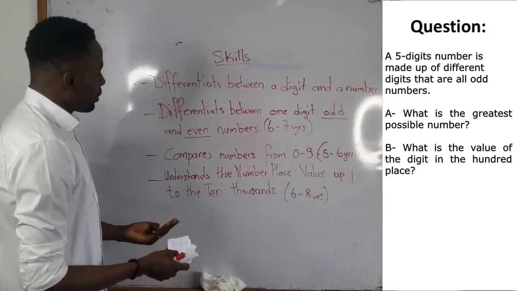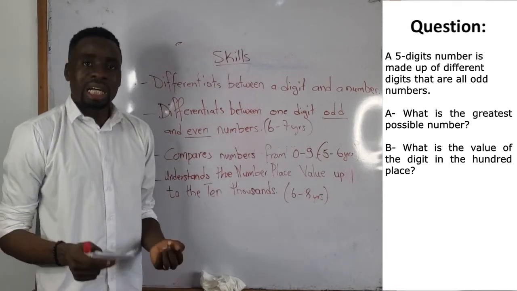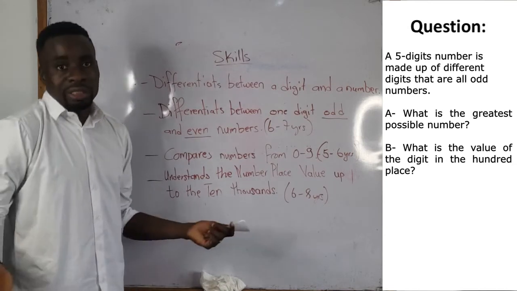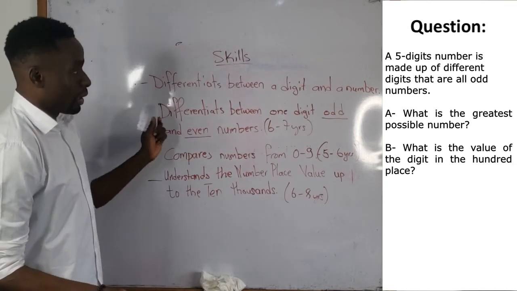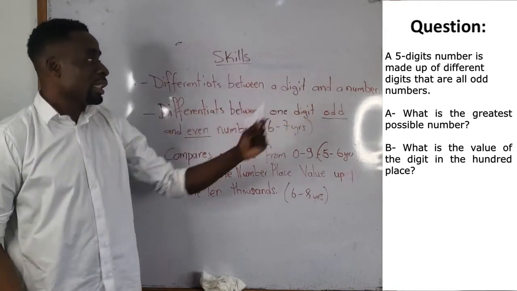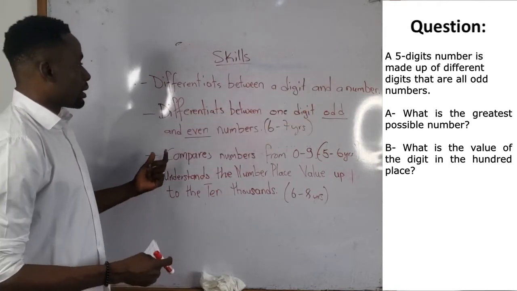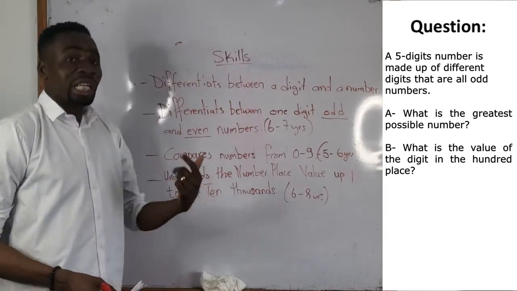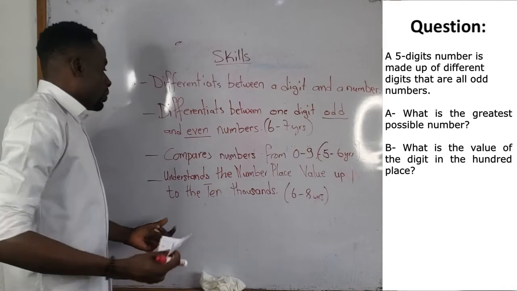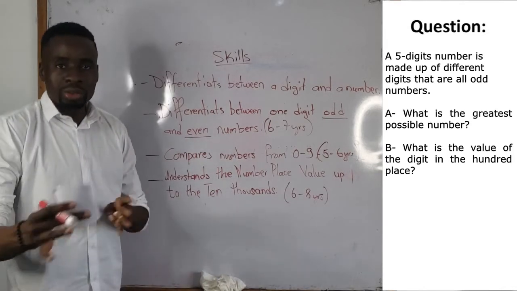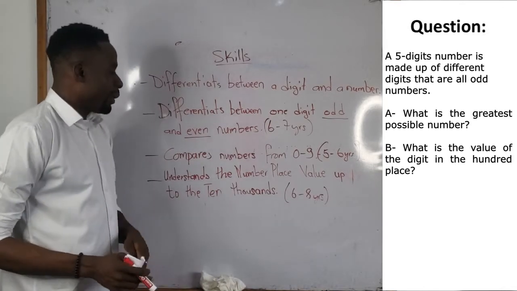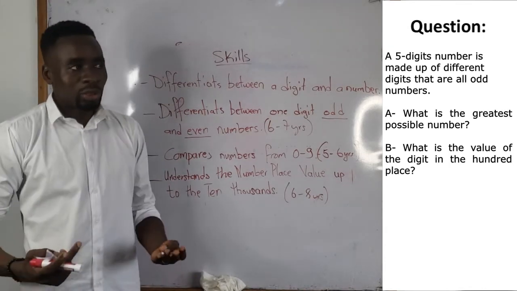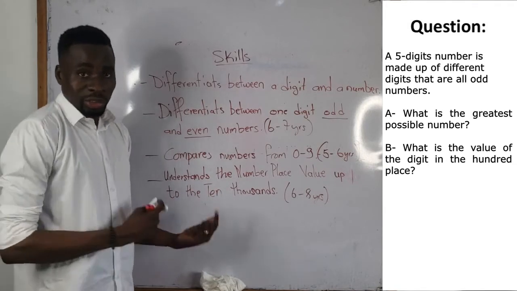So if we've been able to understand the various skills, now I'm going to start with the problem itself and solve it. This is going to be very easy for me because I already know the difference between a digit and a number. And I also know the difference between 1-digit odd numbers and 1-digit even numbers. And I also know how to compare numbers from 0 to 9. And I also know the number place values up to 10,000s. So because I know all of this, I'm able to now solve this problem.